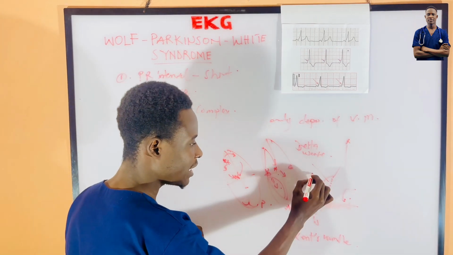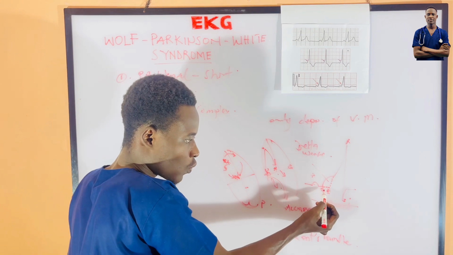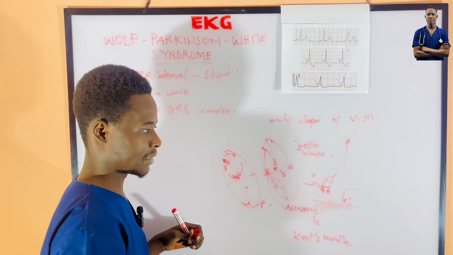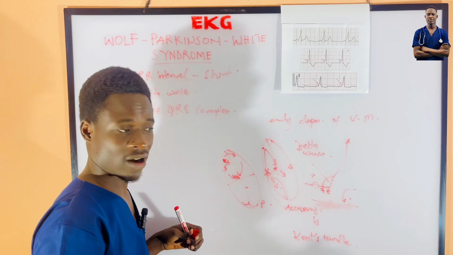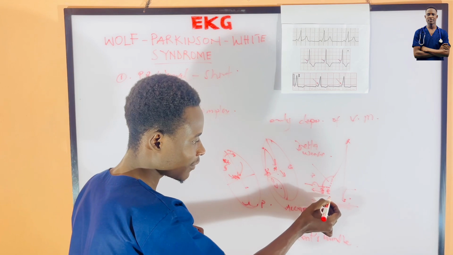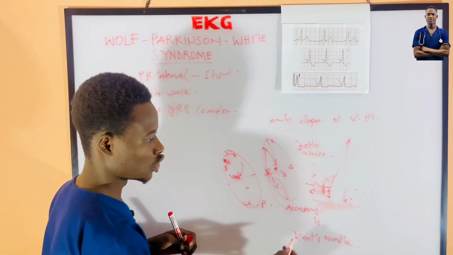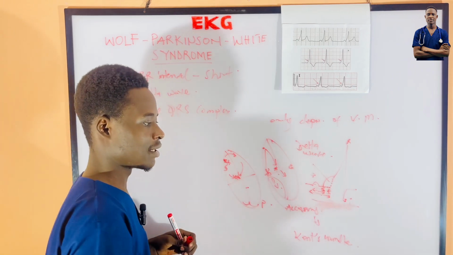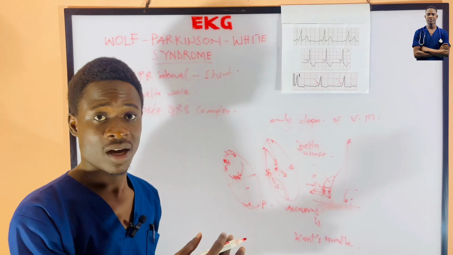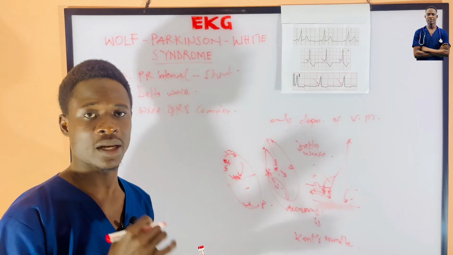So from this P wave to the beginning of the QRS complex, which gives us the PR interval, becomes very short instead of this. Are we clear with it? So it becomes this instead of this. So this is the reason why the PR interval is short in Wolff-Parkinson-White syndrome.